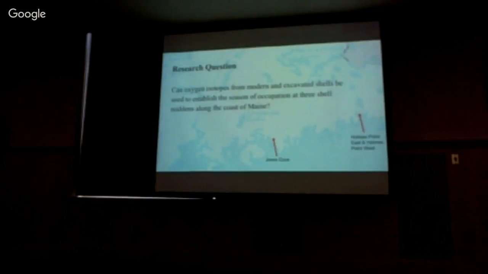So my research question is, can oxygen isotopes from modern and excavated shells be used to establish a season of occupation at 3 shell midden sites along the coast of Maine? These shell midden sites are Holmes Point East and Holmes Point West, as well as Jones Cove. And to address the seasonality question, or when these sites were occupied, we're using the oxygen isotopes within these shells.